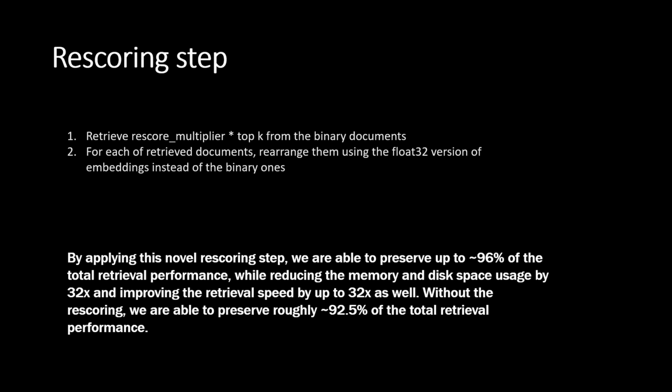Instead, we only have our top 20 shortlisted ones, and now it's kind of affordable to use your float32 version as well, right? I mean, it's only 20, so it shouldn't take a lot of time. And in the highlighted part, you can see that we're able to preserve almost 96% of your total retrieval performance, and you will also reduce your memory and disk space by over 32 times, improving your retrieval speed by up to 32 times as well.